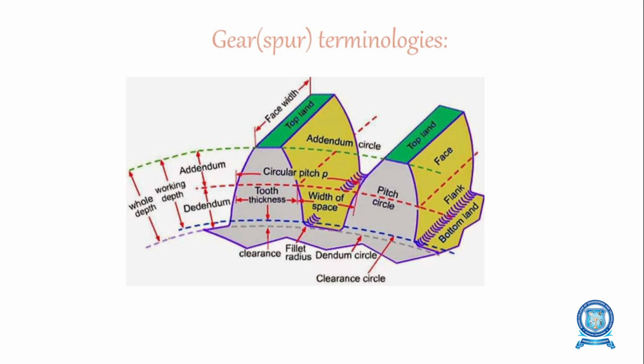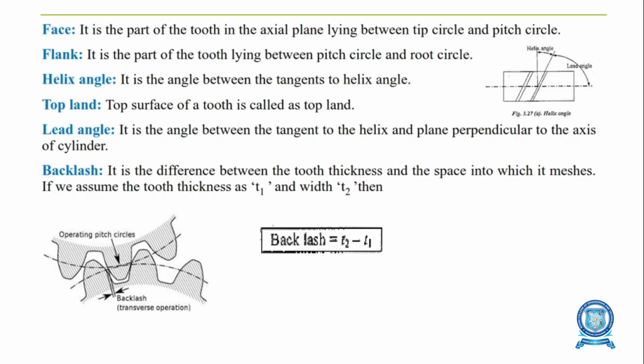The next one is backlash. The last topic in this spur gear terminology is backlash. It is the difference between the tooth thickness and the space into which it meshes. If we assume tooth thickness as T1 and width as T2, then backlash is T2 minus T1. Backlash is the amount of tooth space between mating gears at the pitch circle diameter, and it is the distance through which a gear can be rotated to bring its non-working flank in contact with the teeth of mating gears.